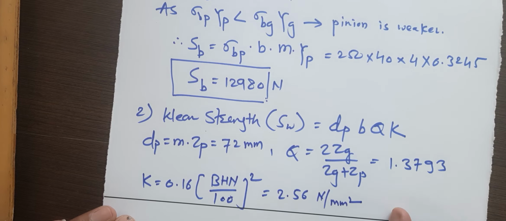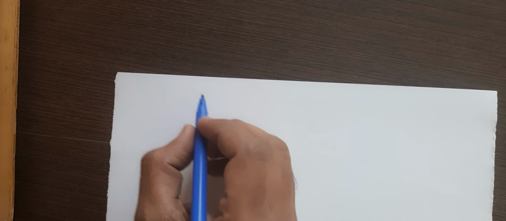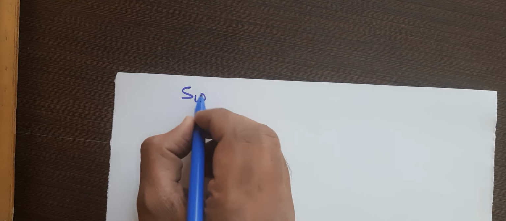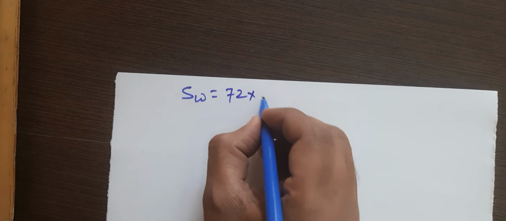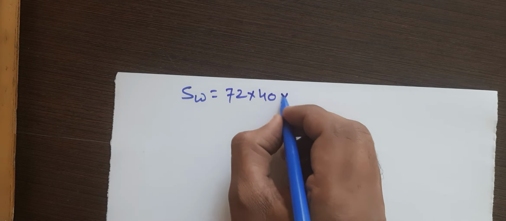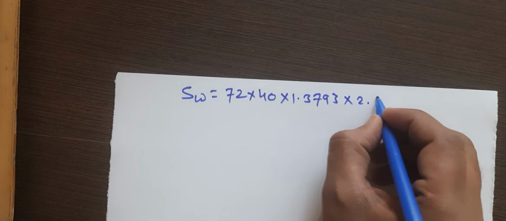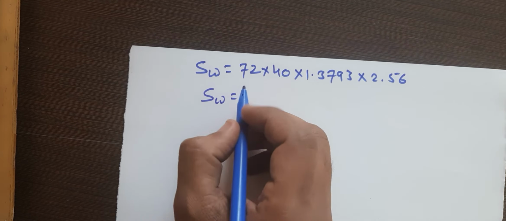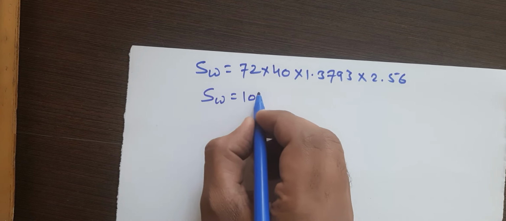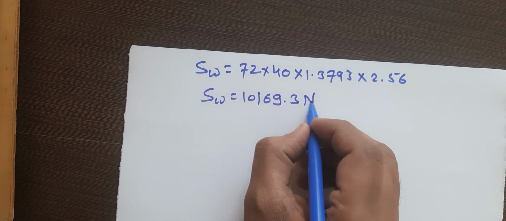Now after getting the value of K, we have dP, B, Q, K, everything, so if you substitute here, you will get SW as dP, B, Q, K. dP is 72, B is 40, Q is 1.3793 and K is 2.56. So after calculating you will get SW as 10169.3 Newton.